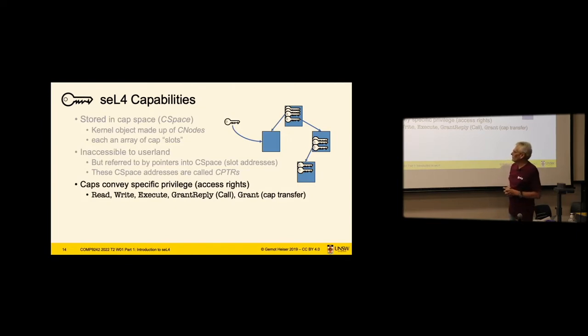And the rights capabilities provide, there's only five of them. Read, write, execute, the standard stuff. Grant, and reply, which is an unfortunate name. It should be called the call right, which is the right to invoke a server and get a reply back. And the grant right, which is the right to pass on capabilities.